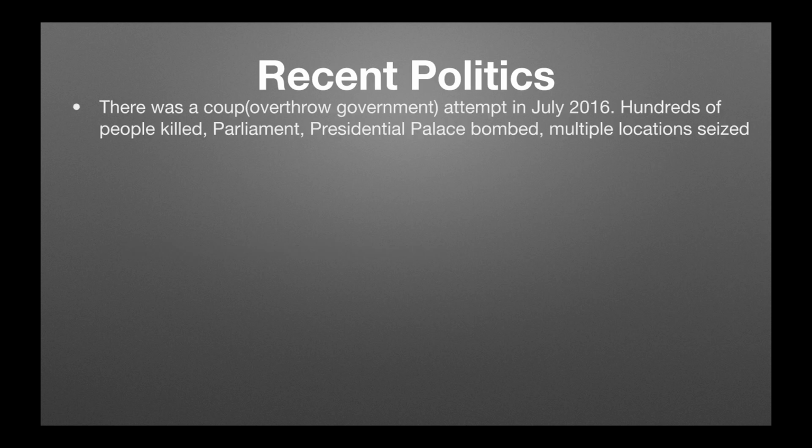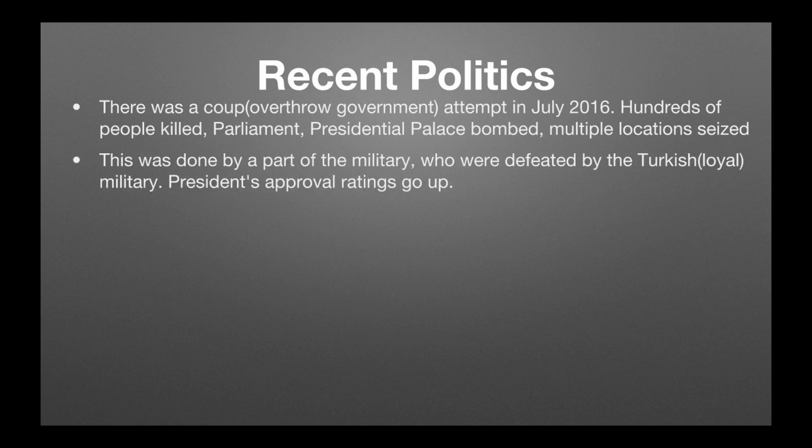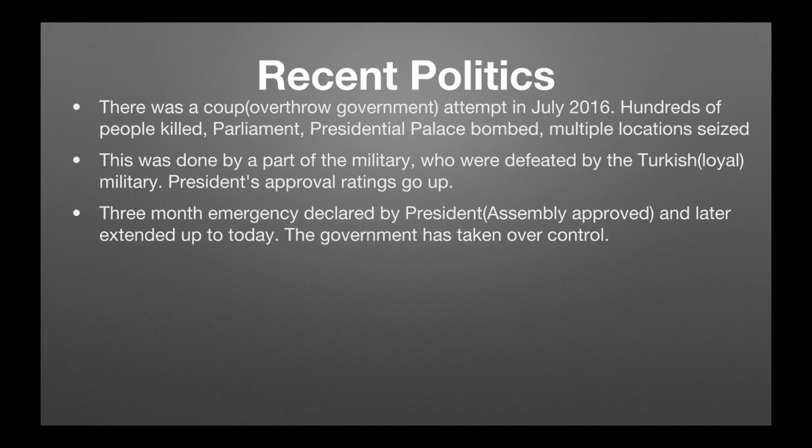So there was an attempt to overthrow the government in July 2016. Hundreds of people were killed, the parliament, presidential palace was bombed, multiple locations were seized. This was done by a part of the military, who were then defeated by the loyal Turkish military. The president's approval ratings really went up because of this. There was a 3-month emergency declared by the president, and it was later extended up to today. Because of this, the government has taken over more control.